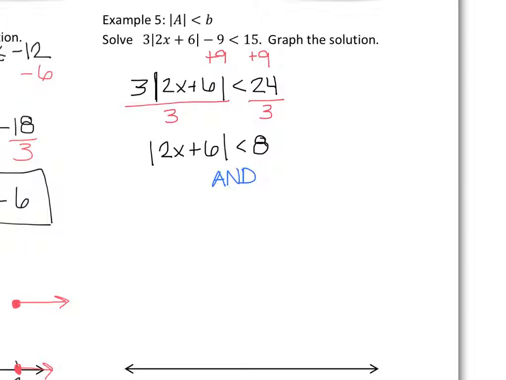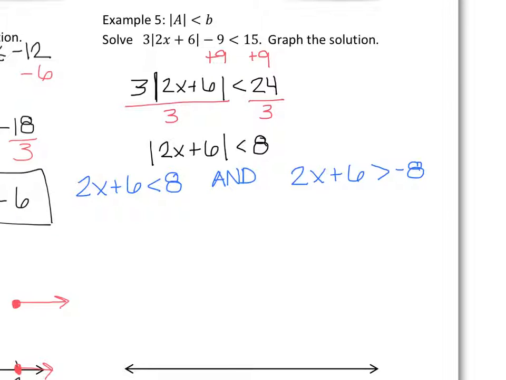Okay, so first one is going to be 2x plus 6 less than 8. We just leave it how it is, except without absolute value. Then what's the other one going to be? The 8's going to be negative. What about the symbol? Flip it. So now we've got greater than.